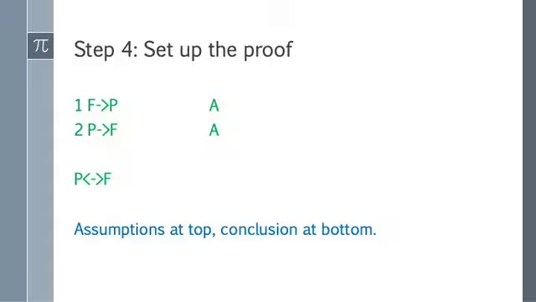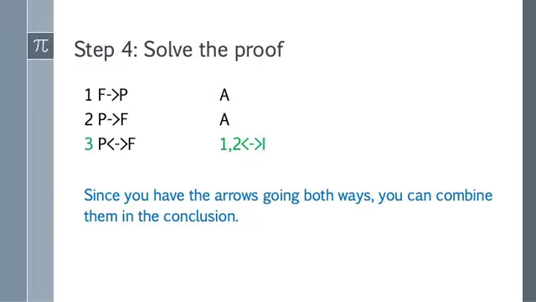Now, once you get your sequent, you set up your proof. As you know, assumptions go at the top and the conclusion is placed at the bottom. These are taken directly from your sequent. All right, so how are you going to get to line 3? You have to think in reverse order, how will I get to my conclusion? Well, this is a very short proof.